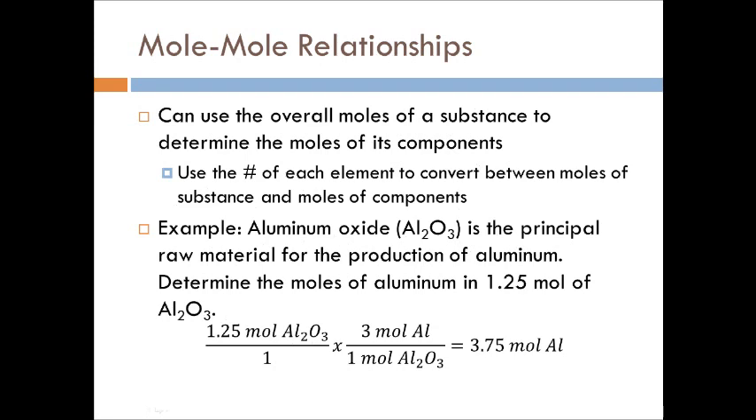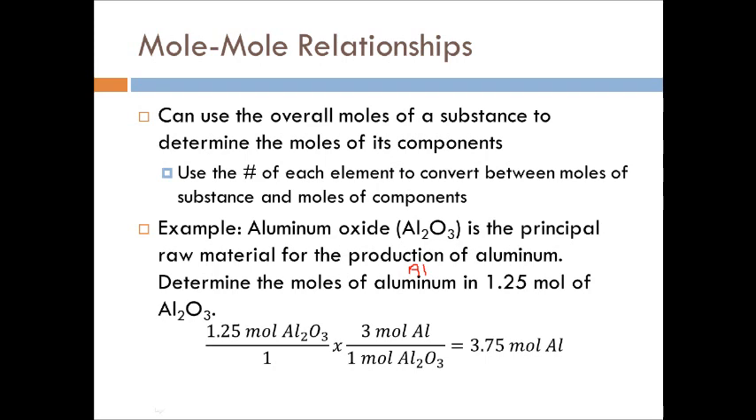Alright, one last thing as far as moles go: within a compound, we can look at the relationships between the overall compound and the amount of a specific element within that. And we can use that to convert between the moles of substance and the moles of its components. So in this case, we have aluminum oxide, which is Al2O3. It's the principal raw material in the production of aluminum. Determine the number of moles of aluminum, so this is just Al, in 1.25 moles of aluminum oxide.